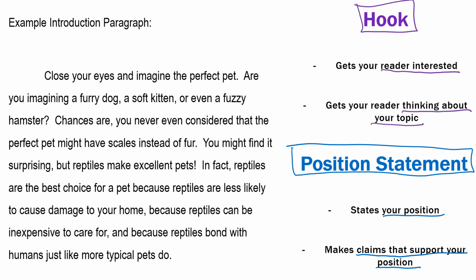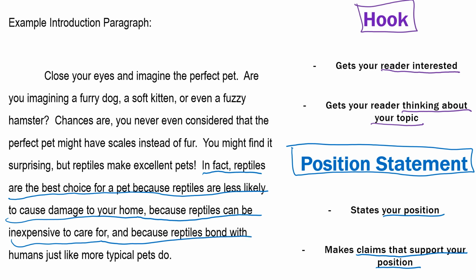So sometimes for me it's easiest to find the position statement first, where I said what I think. In this one, my position statement starts here, when I said, in fact, reptiles are the best choice for a pet because reptiles are less likely to cause damage to your home, because reptiles can be inexpensive to care for, and because reptiles bond with humans just like more typical pets do.